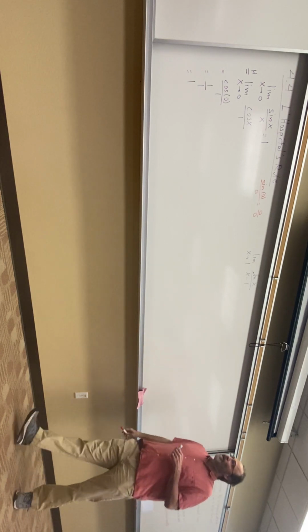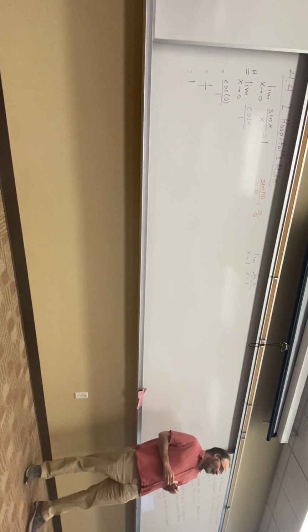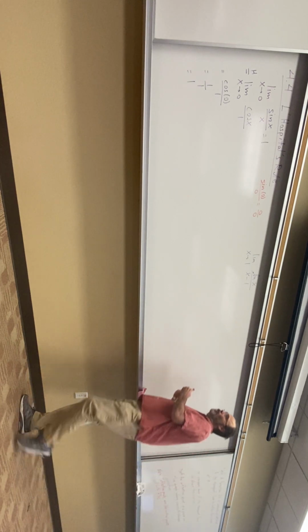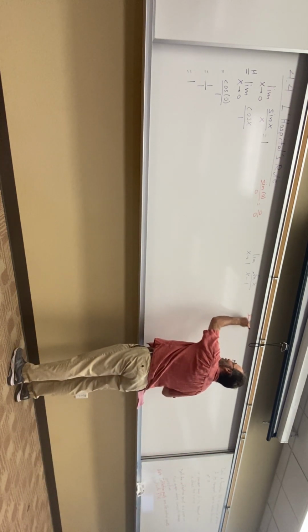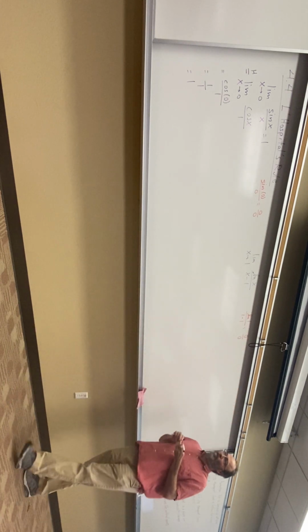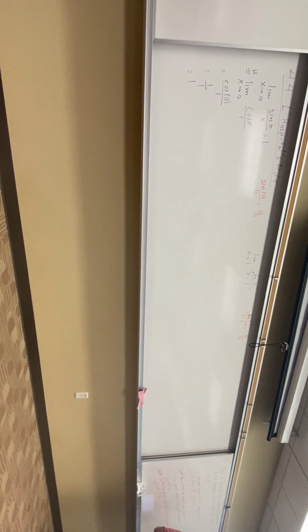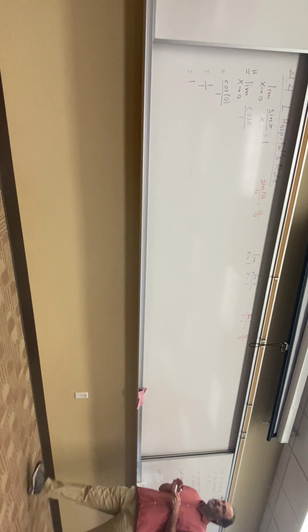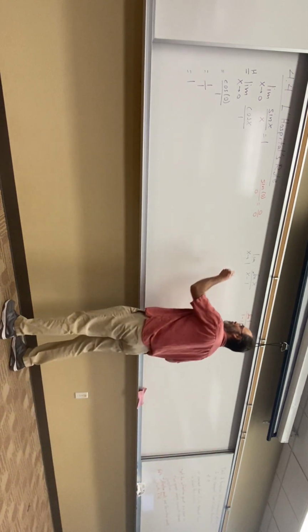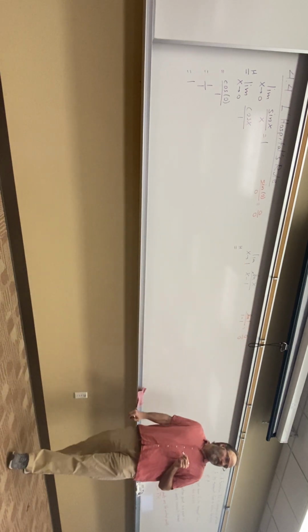Okay, so here we're taking the limit as x goes to 1 of natural log of x over x minus 1. So what do we do first? Plug in the value. So we get natural log of 1 over 1 minus 1, which is another 0 over 0 case. So we can apply L'Hopital's rule here.